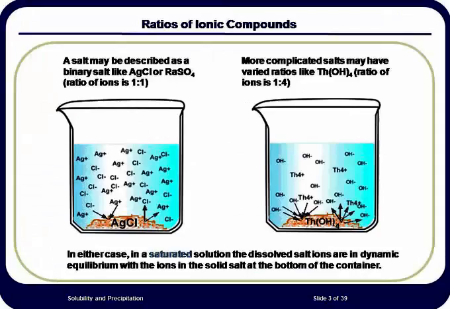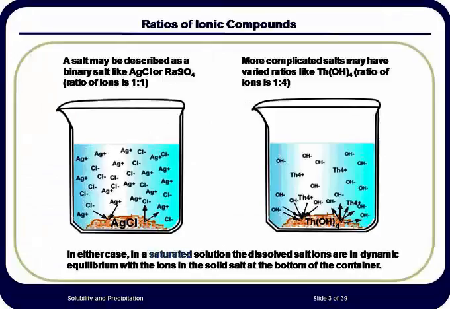Ionic compounds can be separated into separate classes based on the ion ratios. On the left, we have a solution that contains silver and chloride ions, and the solution has excess solid silver chloride that is undissolved. The ratio of the silver to the chloride ions here is 1:1. A similar situation occurs with radium sulfate. The ratio of radium to sulfate is also 1:1.